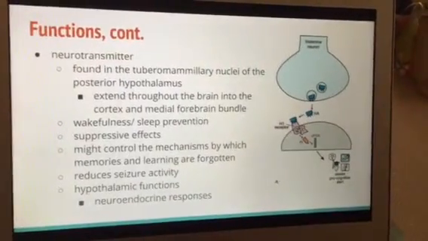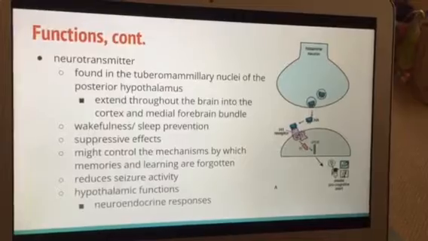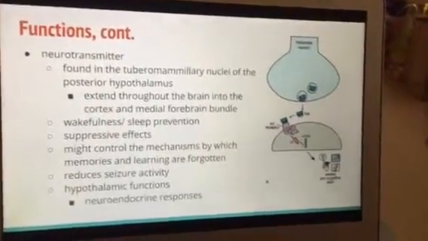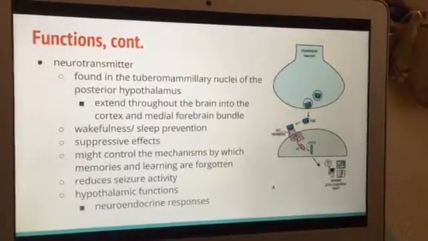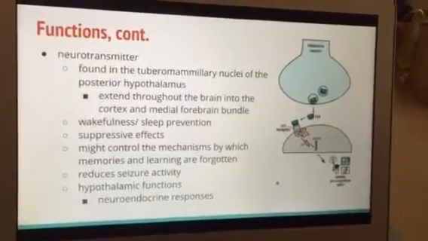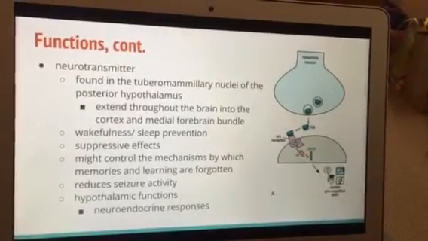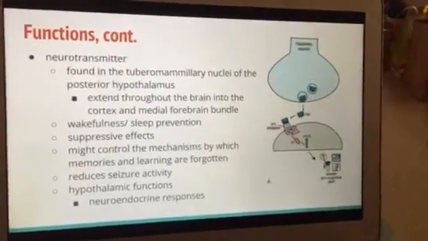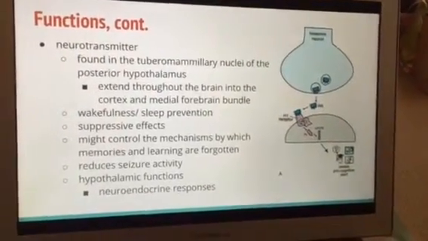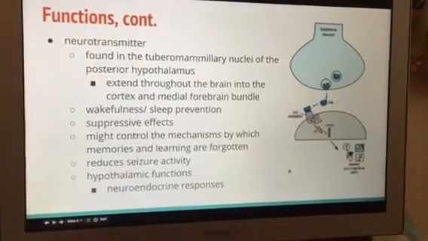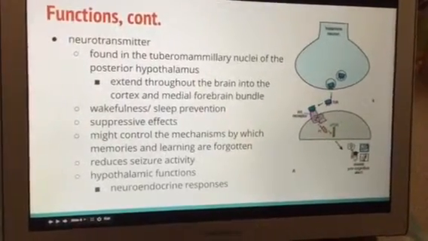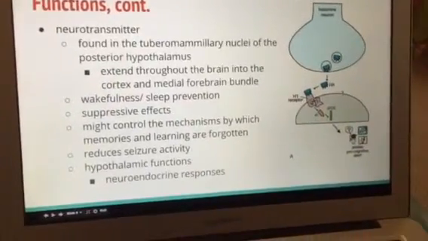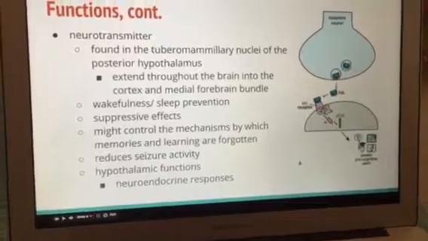It is found in the posterior hypothalamus in the tuberomammillary nuclei. But afterwards, after it is released, it can extend throughout the brain into the cortex and the medial forebrain bundle. As a neurotransmitter, histamine plays a role in wakefulness and sleep prevention, which is what this image is talking about. The release of histamine with the H1 receptor, which I will get into, results in wakefulness.